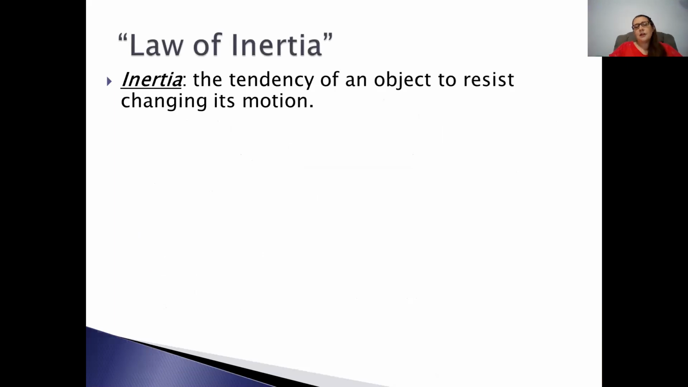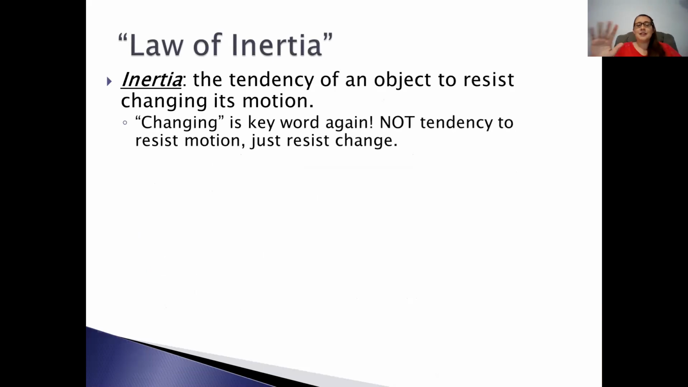So again, this law is often called the law of inertia. And inertia is one of those vocab words that you'll want to remember. It's the tendency of an object to resist changing its motion. Now, it's not the tendency to resist motion. It's the tendency to resist changing its motion. Changing is, again, the key word here. Inertia is not a force. It's a tendency of an object.